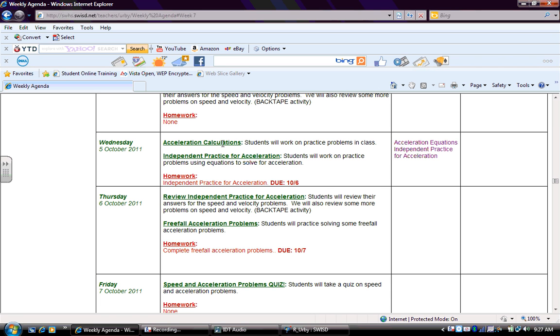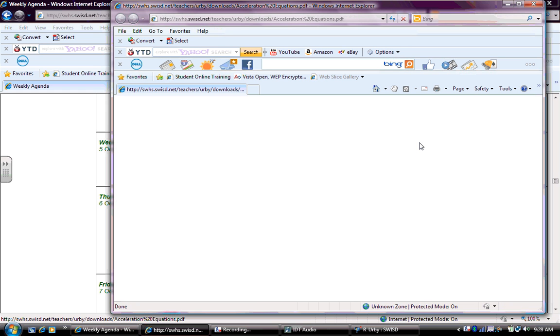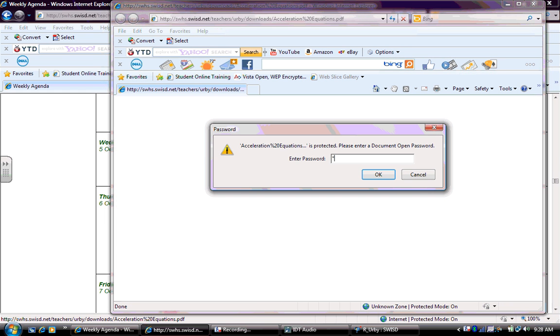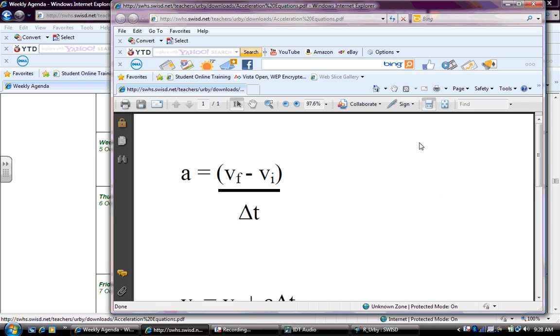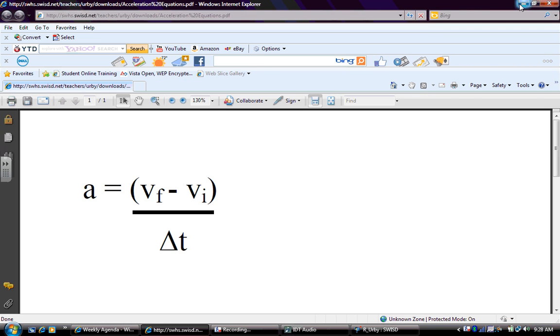To do that, we're going to be going over the equations first, and then we're going to go through some independent practice problems you'll be working on your own. So we're going to start by clicking on the acceleration equations. You guys remember you got a password to open this stuff, and the password is ERBE1124.